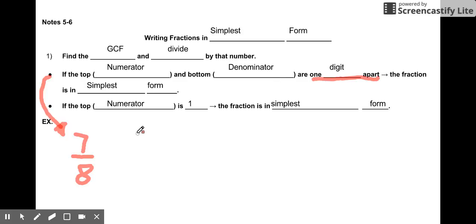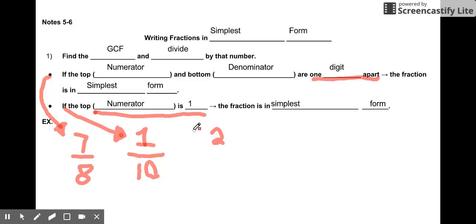If I were to give you the fraction 1 over 10 and ask you to put it in simplest form, well, it's already in simplest form because of this rule right here. If the numerator is 1, which in this case the numerator is 1, then it's already in simplest form. You can't reduce that anymore because the only digit that will go into both of those is 1. And if you were to divide both by 1, you would get the same exact thing.